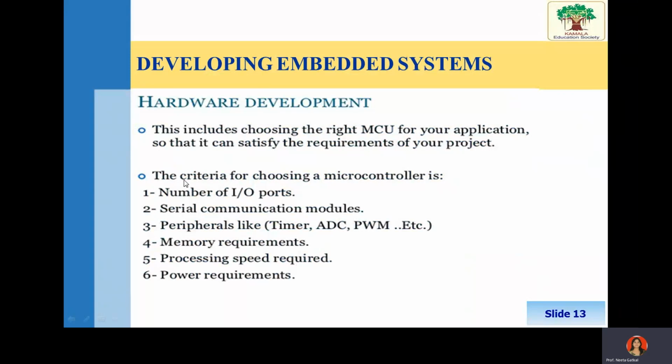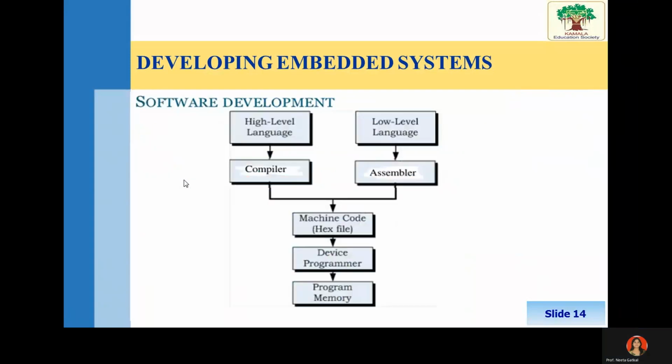Now the next one is software development. Which type of language do we use? As we know, there are different levels of language: high level, low level, and middle level. If we use a high level language, we use a compiler. The compiler compiles your code, meaning it converts your high level language into machine code.